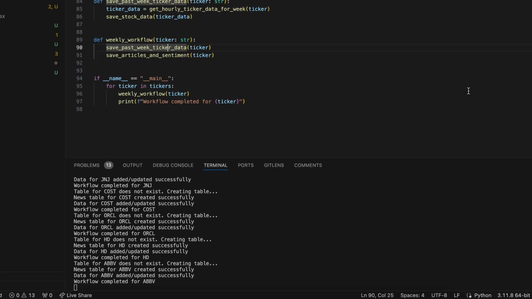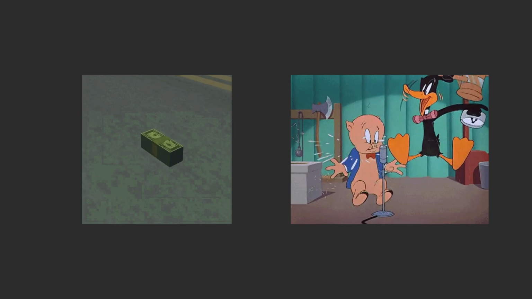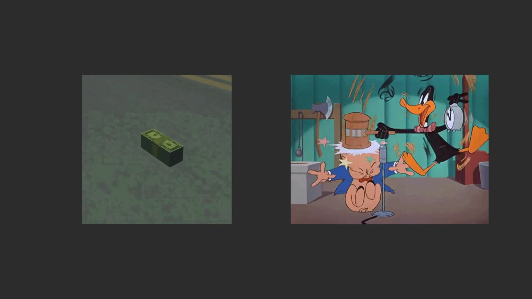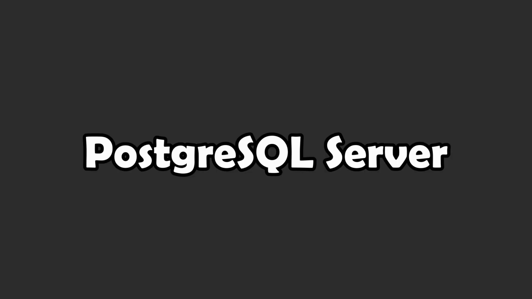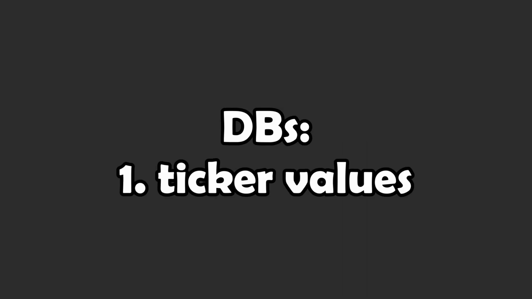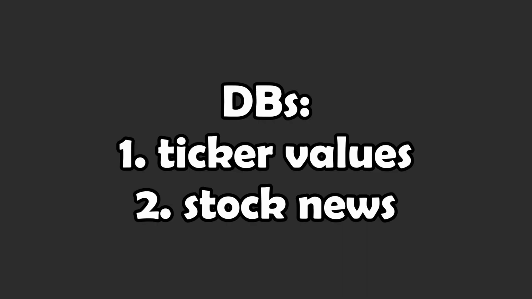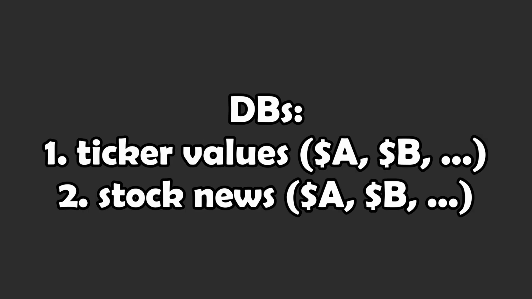Now I can access the stock data and the news articles, but if I want to do some long-term analysis and not rack up unnecessary API charges or get my skull bashed in by Sundar for web scraping Google too much, I need to store all this information somewhere where I can quickly access them later. So I set up a PostgreSQL server using this psycopg package. I made a database for the ticker values and another database for the stock news and their sentiment. Within each database, I created a table for each ticker that I was going to follow, allowing me to quickly save or access this information.